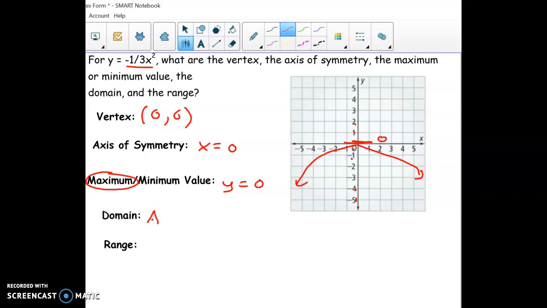So our domain again is all real numbers because it goes out in each direction forever and ever. All right, and then for the range, because 0 is our max, we say y is less than or equal to 0. Right, we go down, we go into the negatives. We start at 0 on y, and then we go down, down, down, down, down. All right, so that covers it.